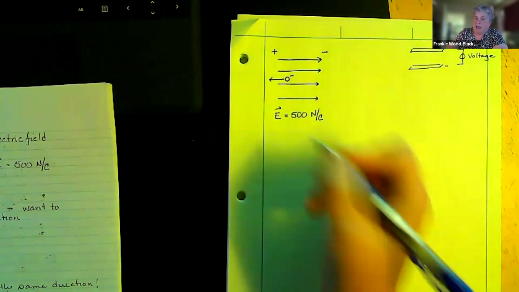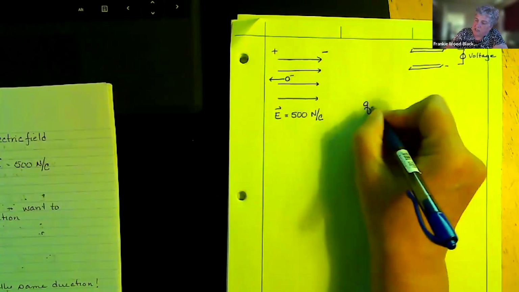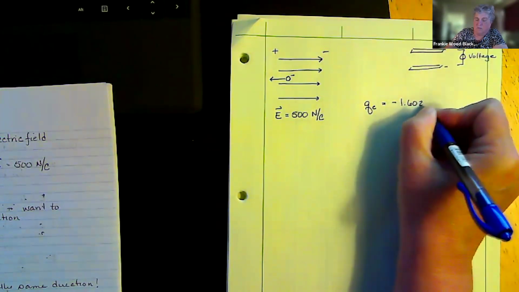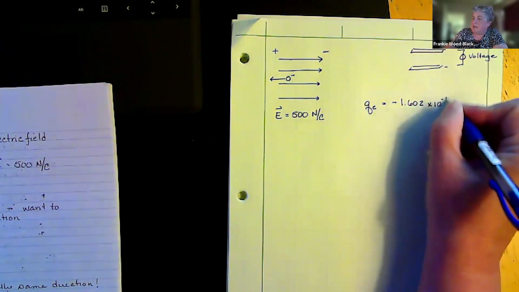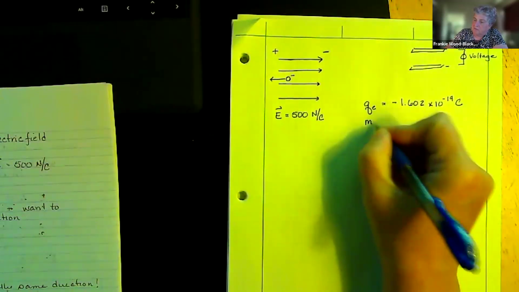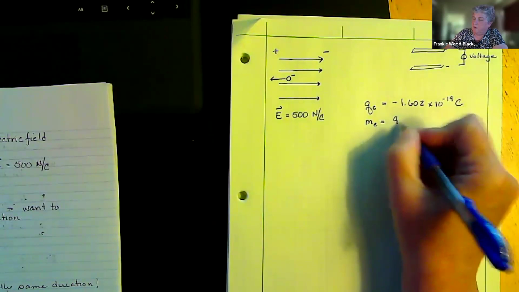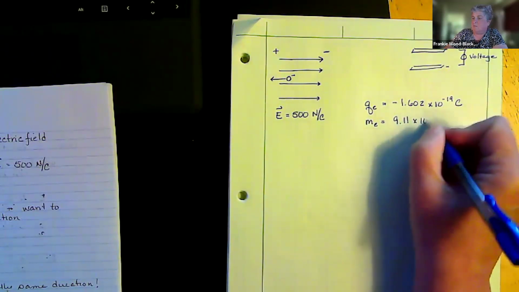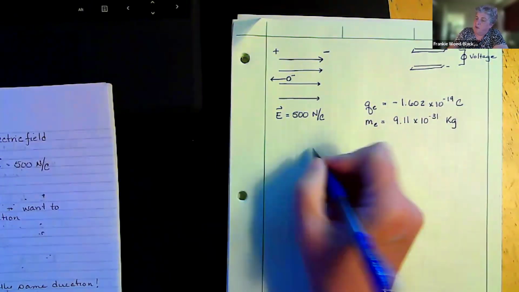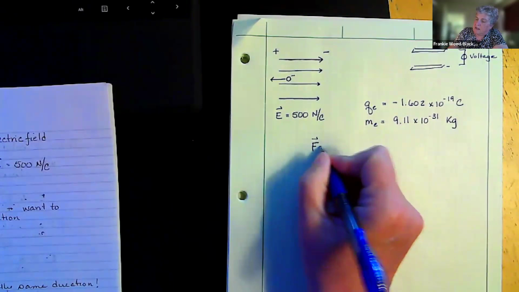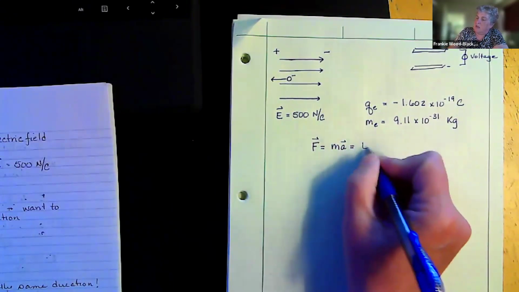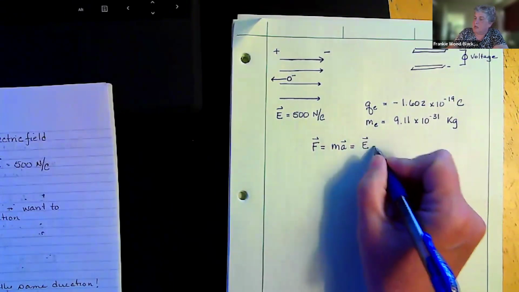So if we want to do that, first of all, we need to know what our charge is. Our charge on our electron is a negative 1.602 times 10 to the minus 19 coulombs. And the mass of our electron is going to equal 9.11 times 10 to the minus 31 kilograms. And where we saw yesterday is that the force is going to equal mass times acceleration, which is also equal to the electric field times the charge.